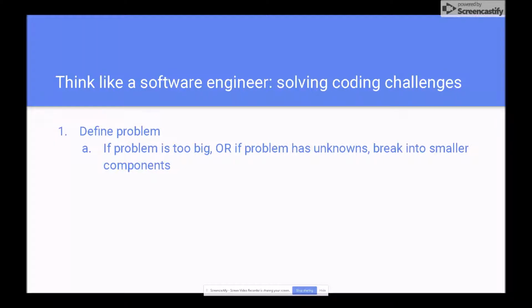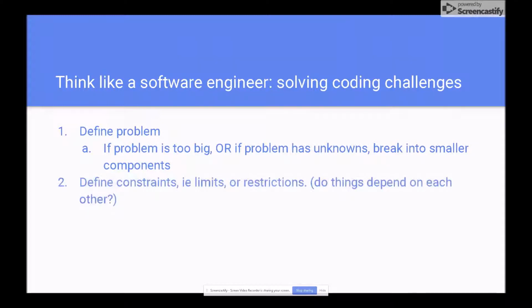Solve the ones you know how to first, and then attempt to solve the unknown components second. And you'd be surprised sometimes how far you can get just doing the stuff that you do know how to do and then trying to put it back together. Second thing you want to do is define the limits, restrictions, constraints of the problem. And then also checking, do things depend on each other?